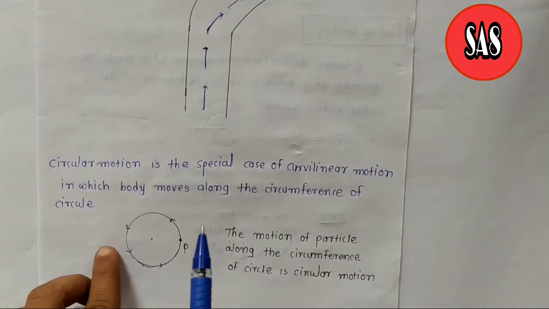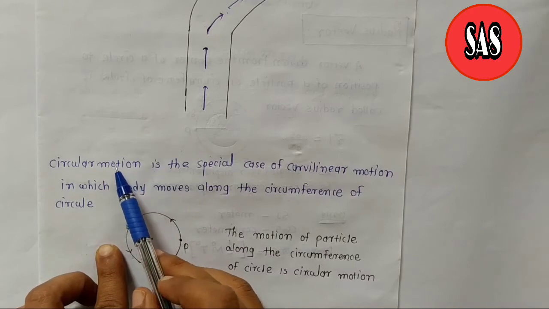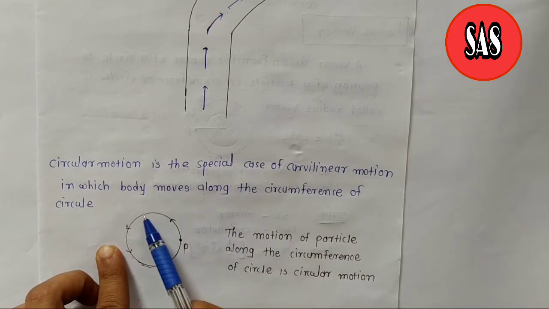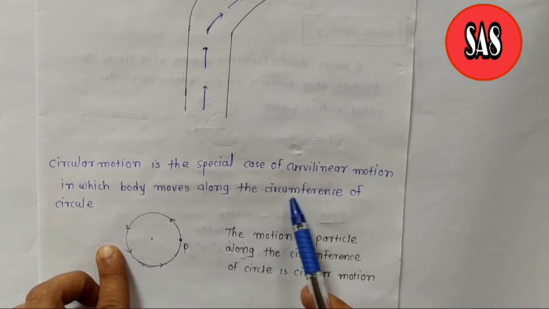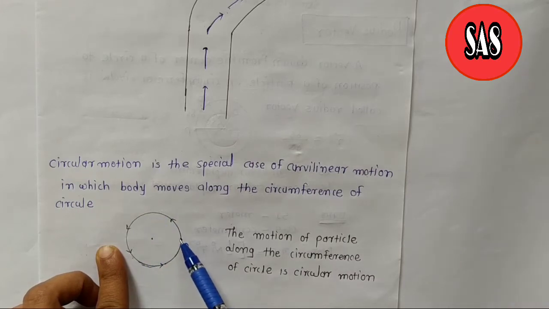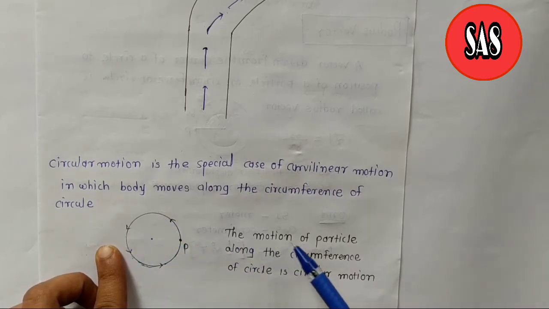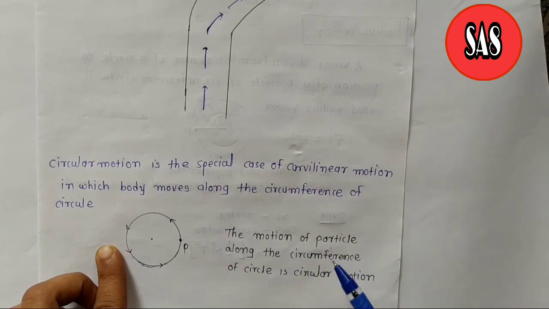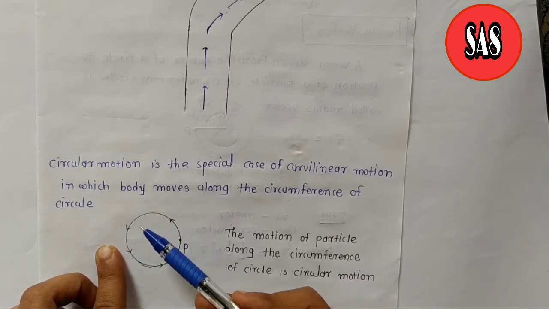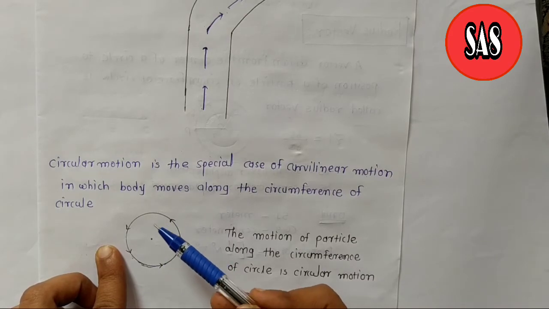Today we are learning about circular motion, and circular motion is a special case of curvilinear motion in which a body moves along the circumference of a circle. This is a circle and this particle P is moving along the circumference of the circle, so it is a circular motion. Or simply, the motion of a particle along the circumference of a circle is a circular motion.